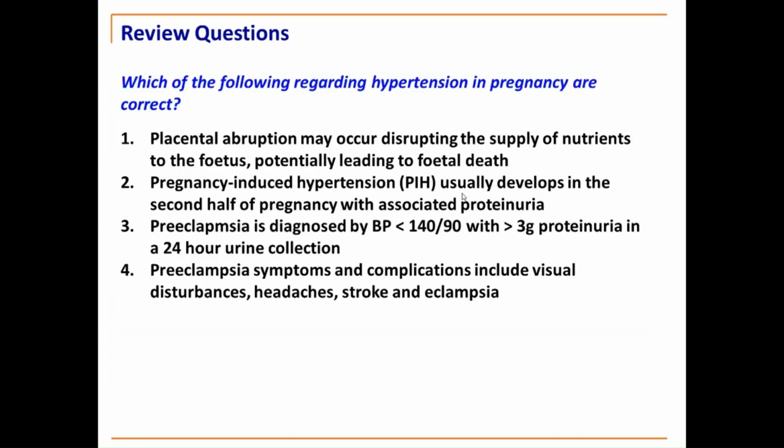So, some review questions for you at this stage. Which of the following regarding hypertension in pregnancy are correct? Press pause, have a good read, a good think, and then we'll go through it.